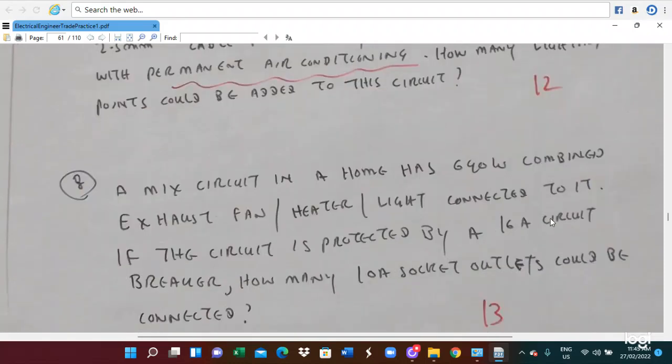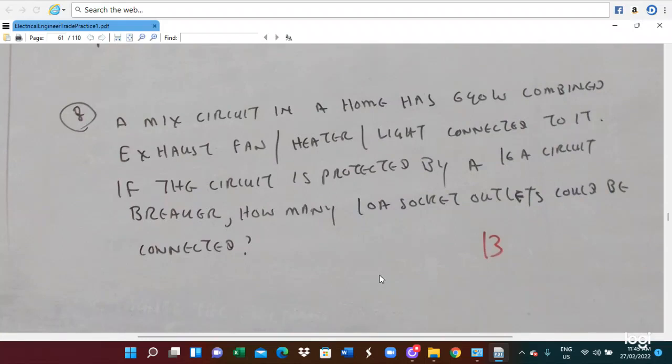Answer is 12. A mid circuit in the home has a 340 watt combined exhaust fan heater light connected to it. If the circuit is protected by a 16 ampere circuit breaker, how many 10 ampere socket outlets could be connected? Answer 13.